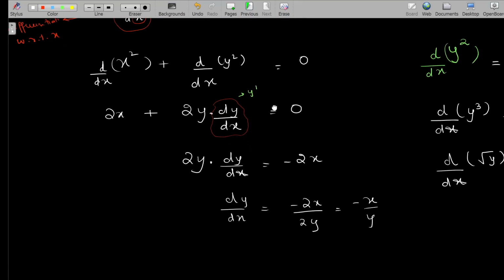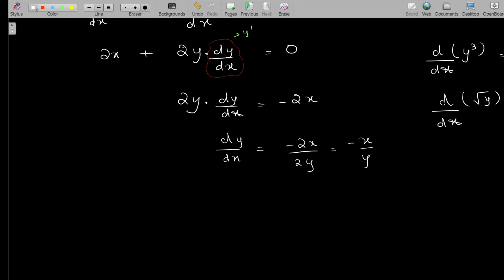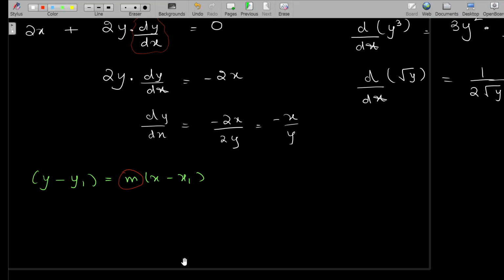So what we used to do, we first used to find the slope of the tangent. So we have y minus y1 equals m times x minus x1. We need to find the slope. And you know what the slope is? Slope is nothing but the derivative of the function. So the derivative is this, negative x over y. That's the slope.